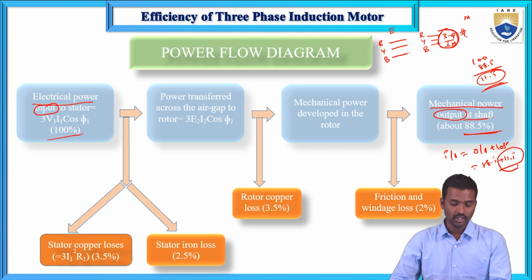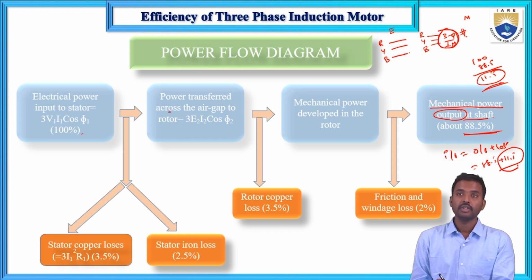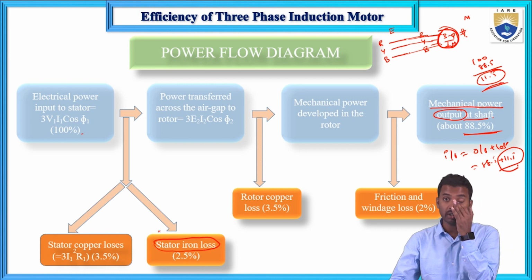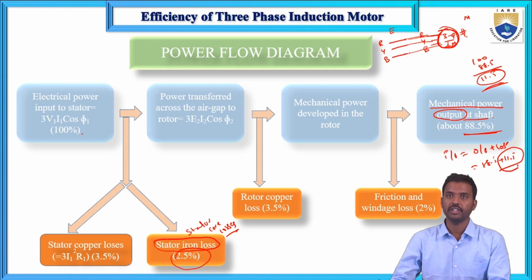First, if you give three-phase supply to the induction motor, the three-phase supply is given to the stator winding. There is a stator winding, and this stator has a core. The core has some losses, the stator core losses, that means stator iron losses. Stator iron losses are stator core losses. These losses are 2.5% here.